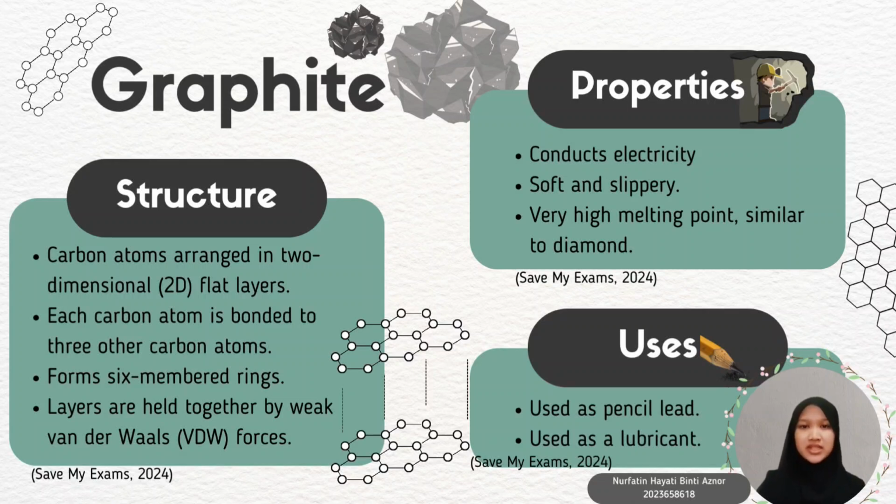Although the covalent bonds within each layer are strong, the forces holding the layers together are weak van der Waals forces. Not only that, graphite also has a very high melting point, similar to diamond. So, do you guys know the uses of graphite? Graphite is suitable for use as pencil lead and lubricants.